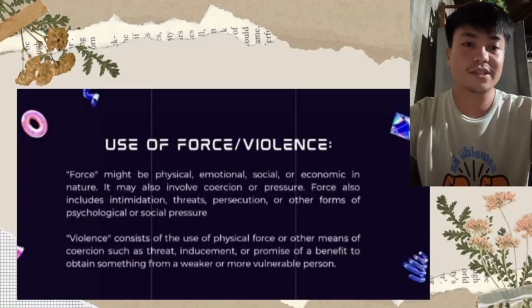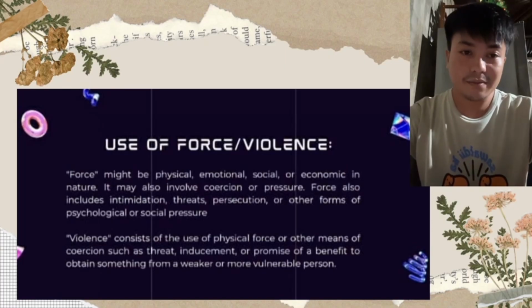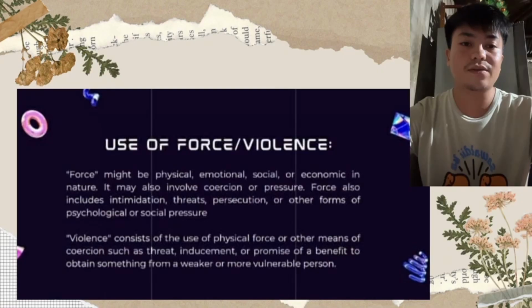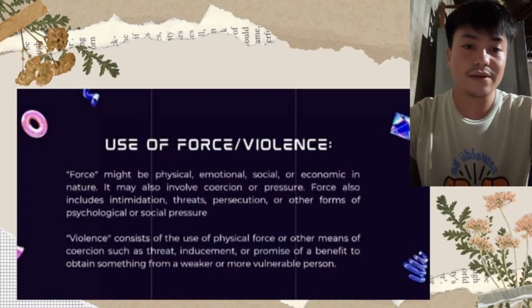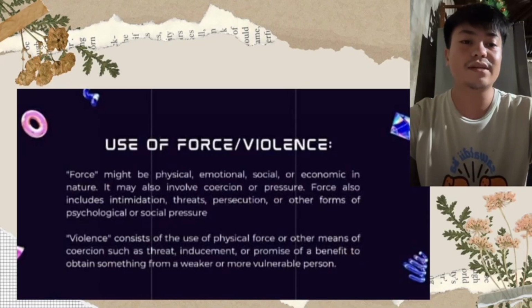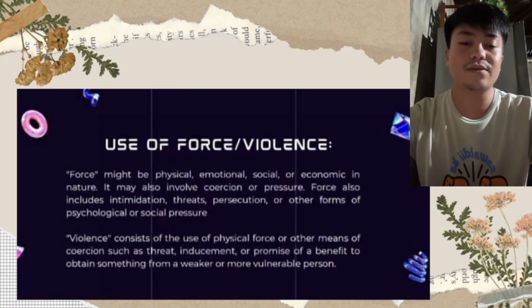Use of force, violence. Force might be physical, emotional, social, or economic in nature. It may also involve coercion or pressure. Force also includes intimidation, threats, persecution, or other forms of psychological or social pressure. Violence consists of the use of physical force or other means of coercion, such as threat, inducement, or promise of a benefit to obtain something from a weaker or more vulnerable person.